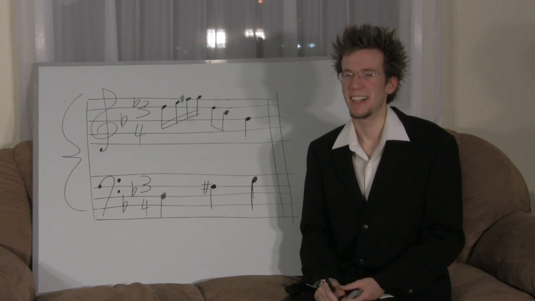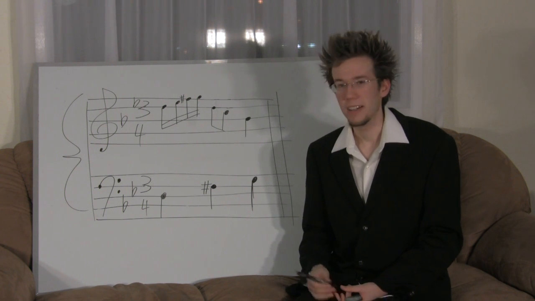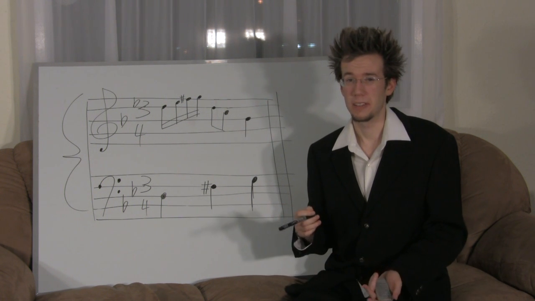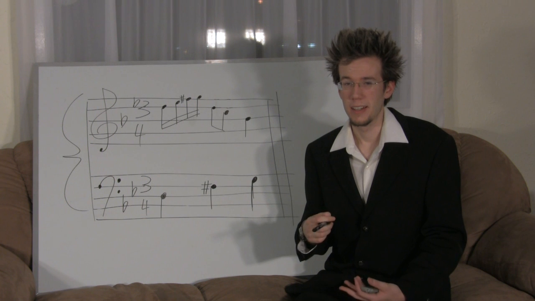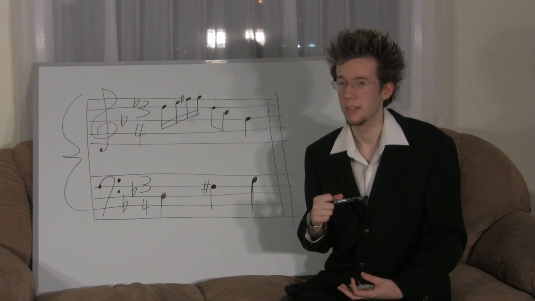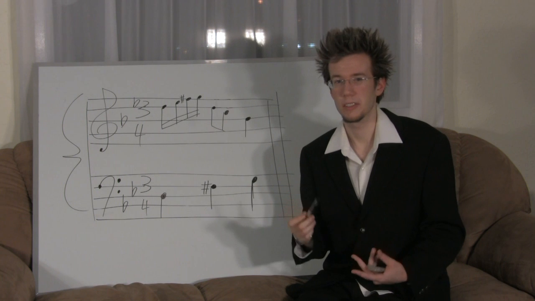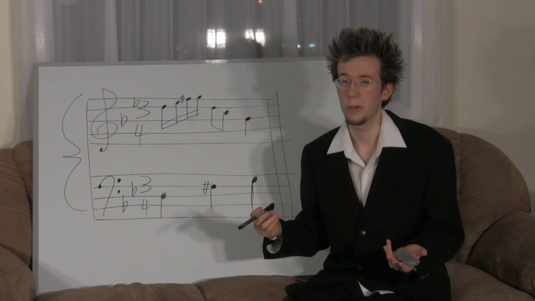Okay, anyway, so basically why do you raise the 7th note in a harmonic minor scale? Because you want to create a leading tone, so you don't have a subtonic. That way there's more pull.